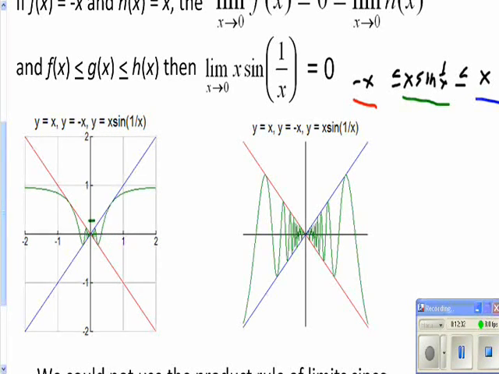Well, if we just zoom in on this area right here, we get the graph over here to the right. And you'll notice, once again, it continues to oscillate in between the red and the blue. Well, it's obvious to see that the limit of the blue is 0, the limit of the red is 0, and you can see looking at this graph then that the limit as x approaches 0 of x sine 1 over x also is 0. That's your squeeze law.